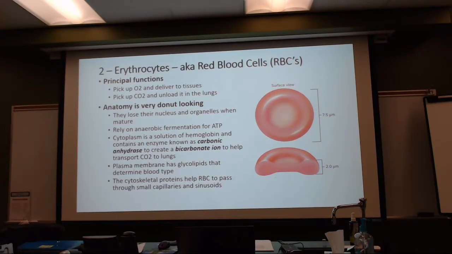When we look at their structure, they're going to have a really cool structure, I think, but their principal functions: pick up oxygen, deliver it to the tissues. That is what we want the red blood cells to do. Now, pick up the CO2? Yes and no, okay?